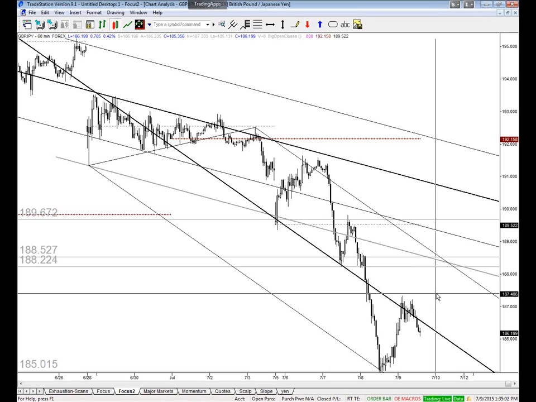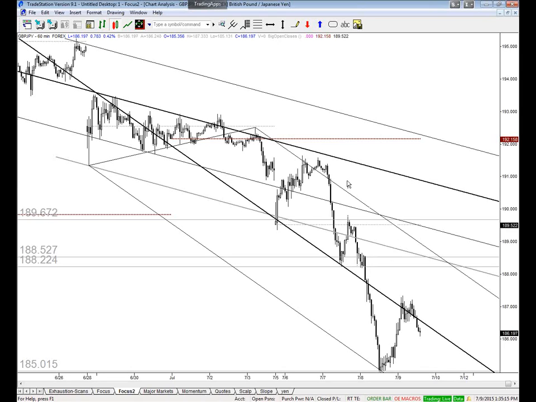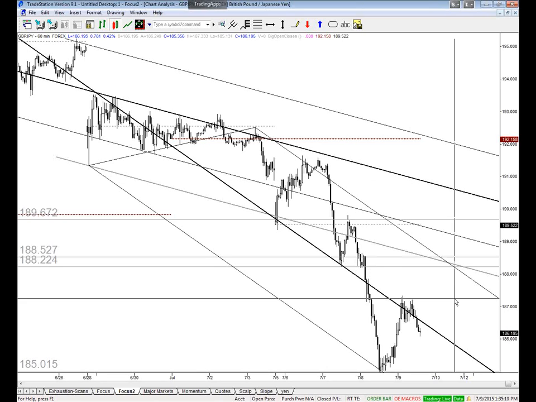Again, the next big support probably not until near 180. So just absolutely massive as far as the reward potential is concerned. Risk-wise, this is a volatile market, you've got to keep a wide stop here. So I'd put it at 189.85 or so.